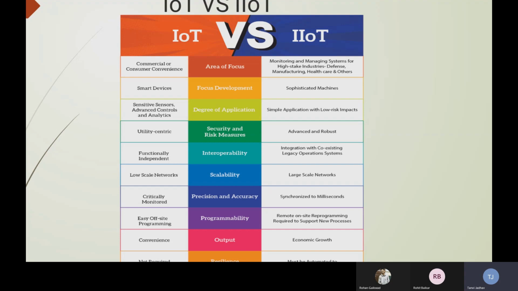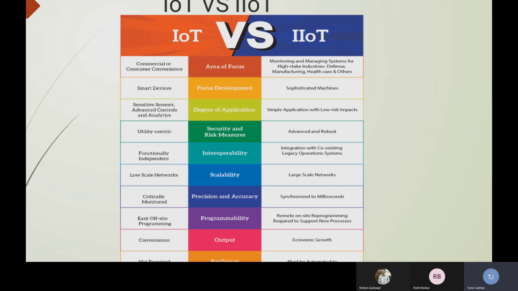Degree of application. In IoT, sensitive sensors, advanced controls, and analytics. In industrial IoT, simple application with low risk impacts. Security and risk measures. In case of IoT, it is utility centric, and in case of industrial IoT, it is advanced and robust. Interoperability. In case of IoT, it is functionally independent, and in case of industrial IoT, it is integration with coexisting legacy operation systems.